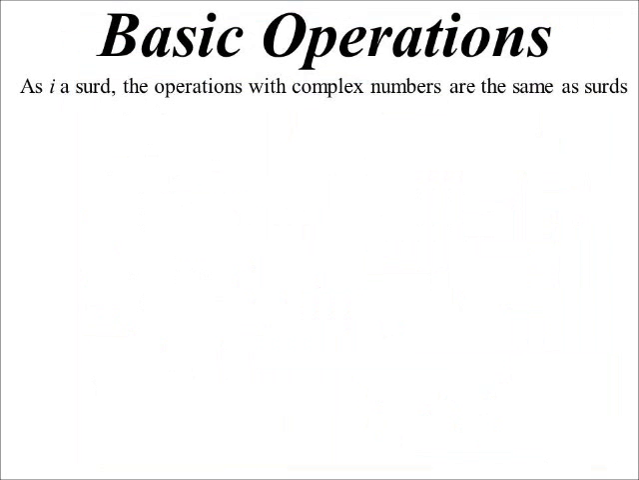All right, how do we deal with these things? Well, the good news is basic operations we already know. We already know under 2 different ways of thinking about it. We can think of them like surds, and we know how to do the operations with surds, and we can think of them as algebra as well, because you can think of i like a pronumeral.